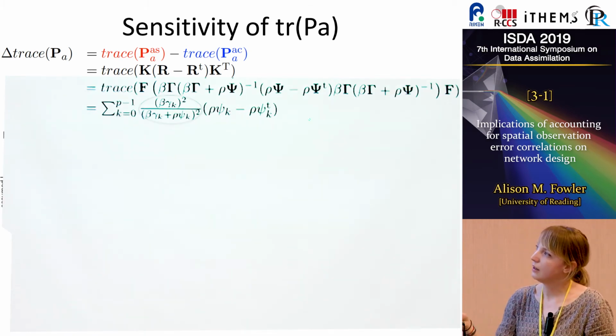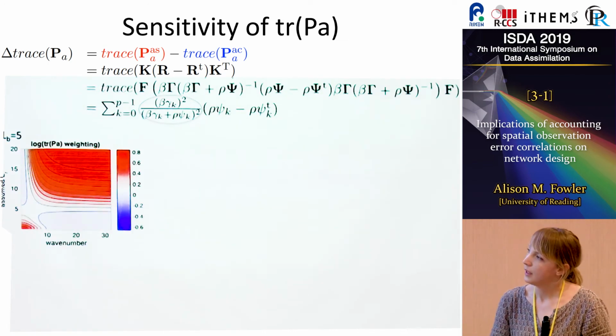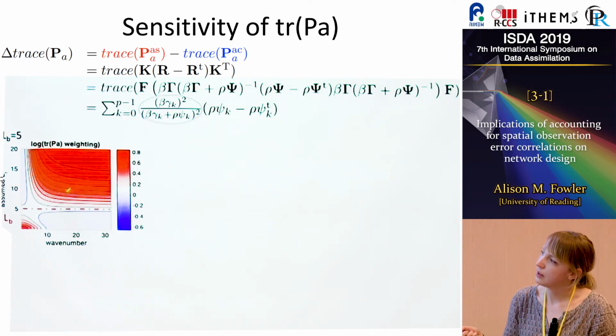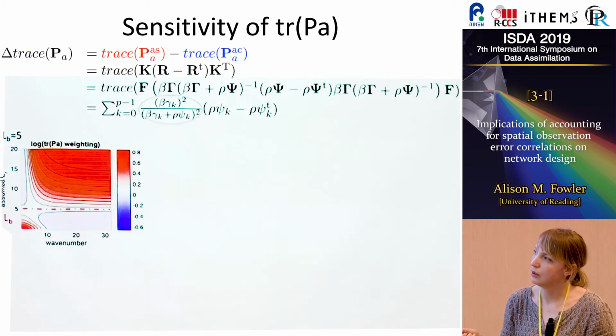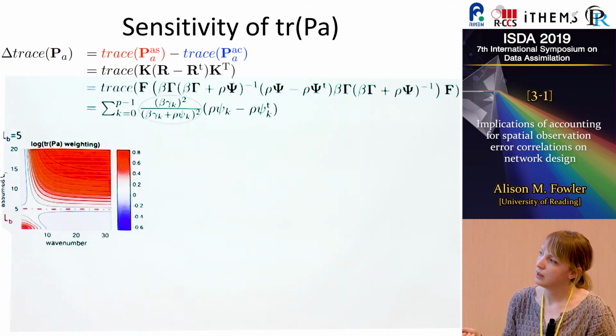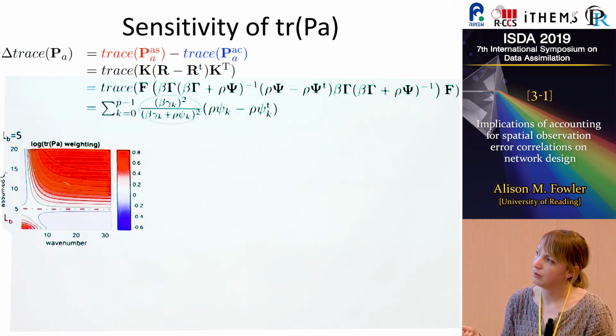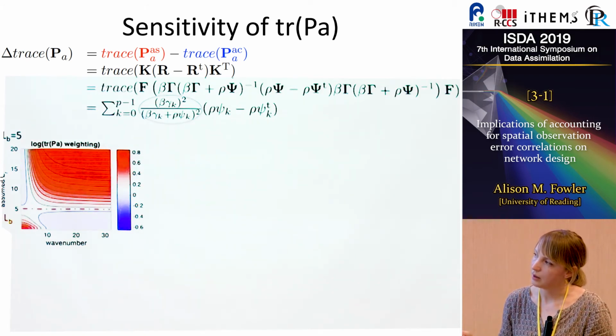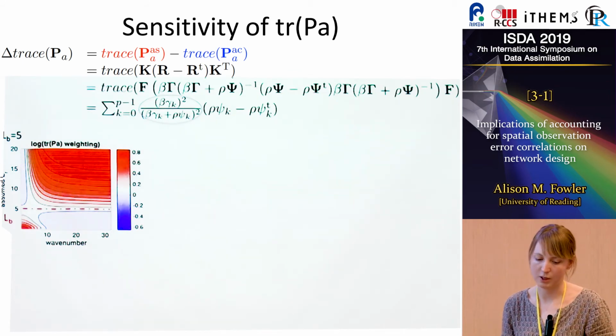So if we look at this term first, what we see now is that the scales that are given the most weighting depend on how our assumed R matrix relates to our B matrix. In the case when the length scales in our assumed R matrix are larger than in B, then we're giving more weighting to the small scale discrepancies in our R matrix. Whereas when the assumed length scales in R are less than in B, then we're giving more weighting to the large scale discrepancies in our R matrix.